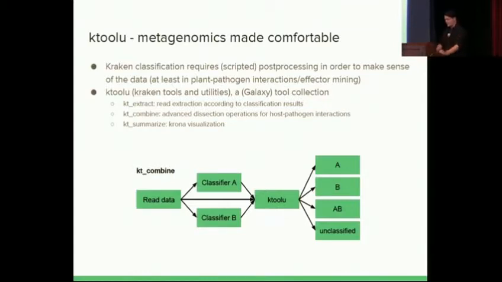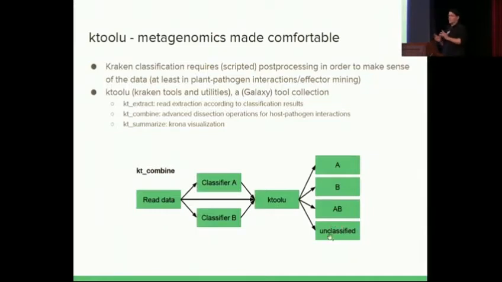Basically, we take one database which is specific for organism A, so for example for plants, and one for B, for fungi, and then run Kraken classification on both, take the output, run Ktoolu on that, and then basically split the ones which are only classified as plants, only as fungi, then the ones which are shared, which can happen in some stuff like actin, for example, and then we take the unclassified reads.